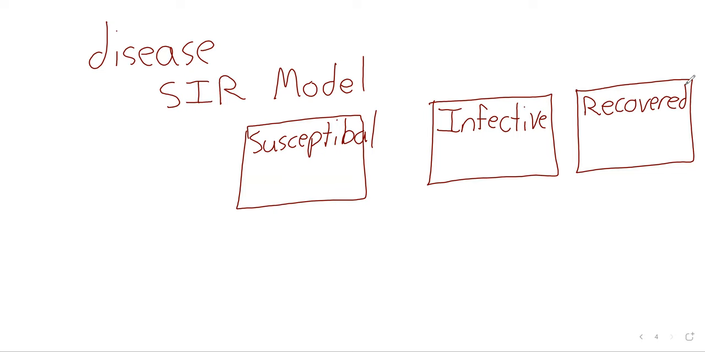And not all diseases do this. I mean, COVID doesn't do it, to give an obvious sort of topical example, but a lot of diseases grant immunity on recovery. Like you get it as a child and then you don't get it again. So we're going to assume that people can move between these categories as follows. People who are susceptible can become infective. People who are infective can become recovered. People who are recovered stay recovered.